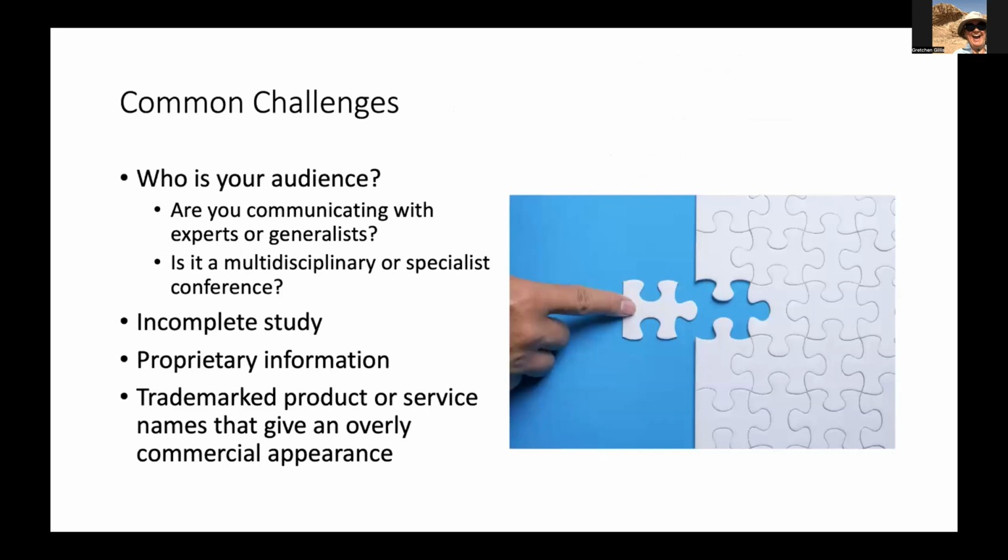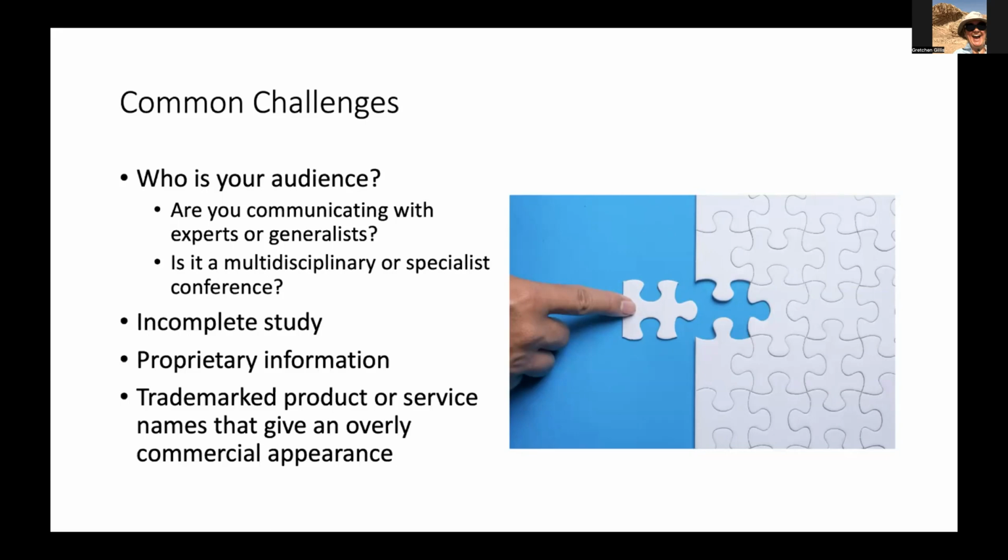So there are a few things that everybody has to deal with when they're writing an abstract. The first, of course, is who is your audience? And I've already mentioned that if you're speaking with experts or generalists, you write the abstract in different ways because you think about what they know, what words are familiar, and so on. Are you writing for a multidisciplinary or specialist audience? And I think if we're writing for geoscientists and engineers, we write much differently than if we are writing for structural geologists or petrophysicists, which are very specific audiences.